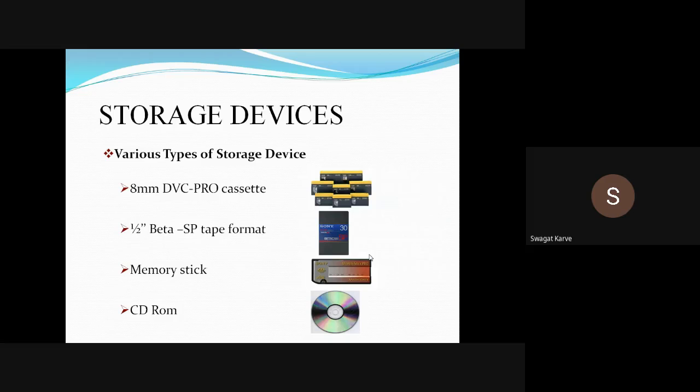Okay, then you have storage devices. Okay, in the old age you have cassettes, then you have beta sp tape storage, then memory sticks, then you have a CD ROM. Nowadays you can use your SD cards. Okay, so there are different types of storage depending upon the analog or digital. You can choose any one.